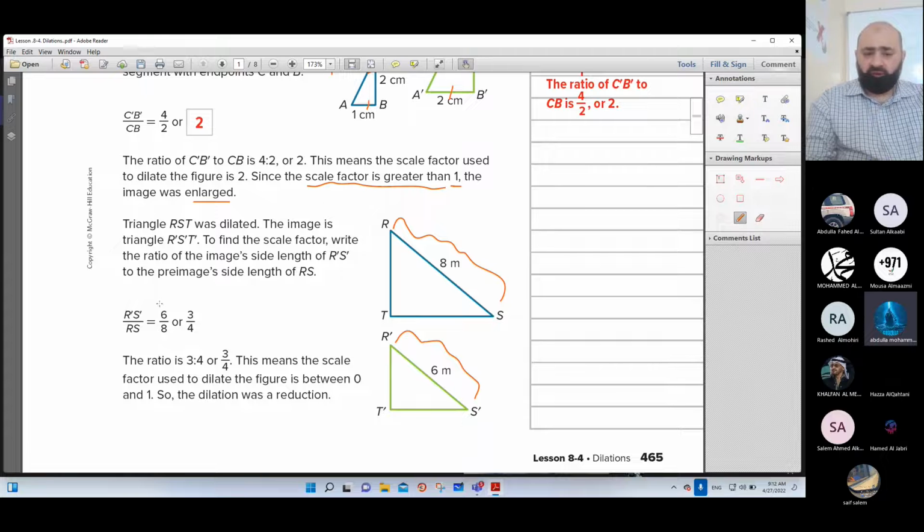If you simplify, dividing up by 2 and down by 2, you will get 3 over 4. So 3 over 4 is the scale factor. The ratio is 3 to 4, or 3 over 4. This ratio is between 0 and 1, so the scale factor used to dilate the figure is between 0 and 1. So the dilation was a reduction. Reduction means that the image will be smaller than the pre-image.